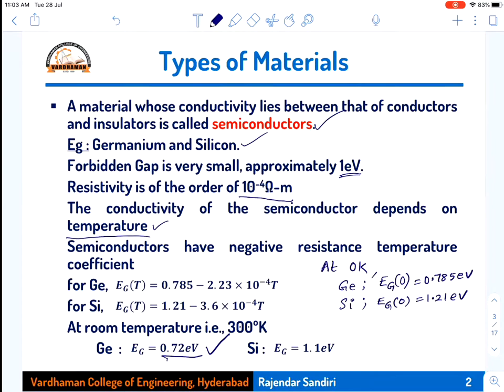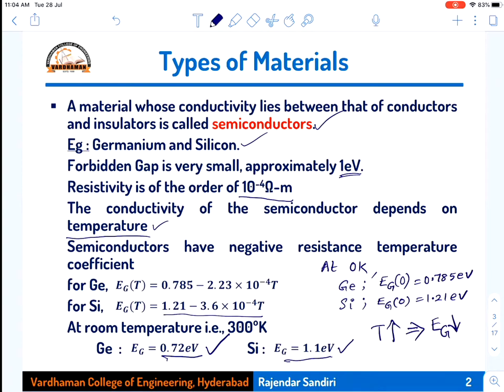Similarly, for silicon, if you subtract 3.6 into 10 to the power minus 4 into 300 from 1.21, you will get the silicon energy gap as 1.1 electron volts. That means at 0 Kelvin, the values are 0.785 electron volts for germanium and 1.21 electron volts for silicon. And as the temperature increases, what happens? The energy gap decreases.